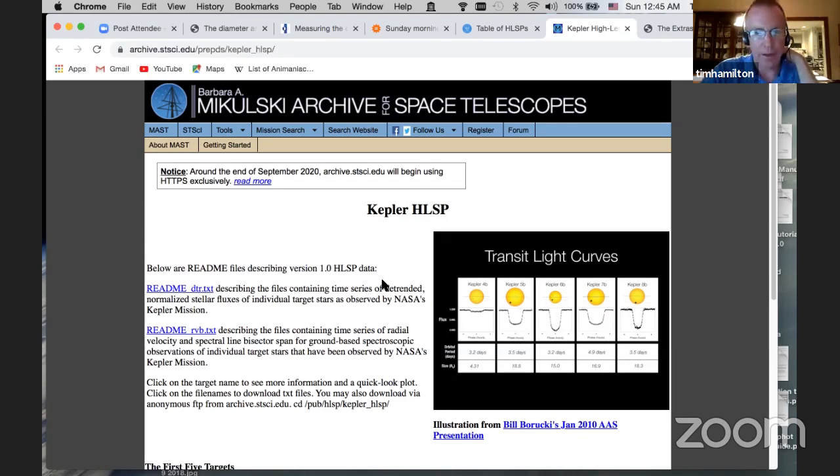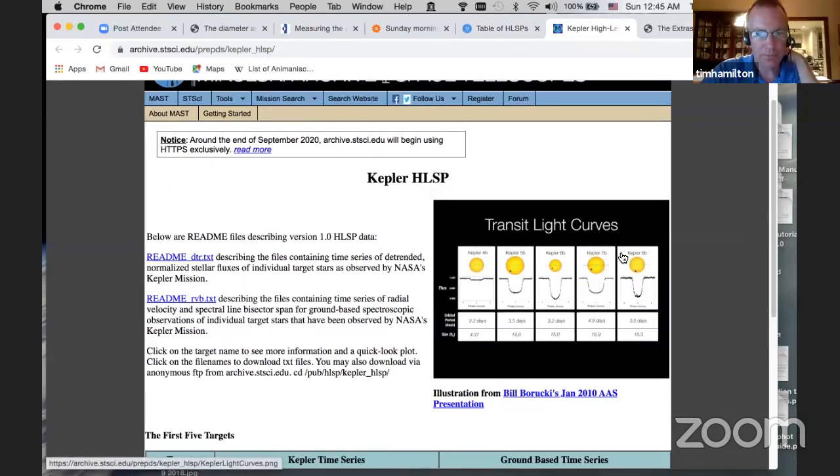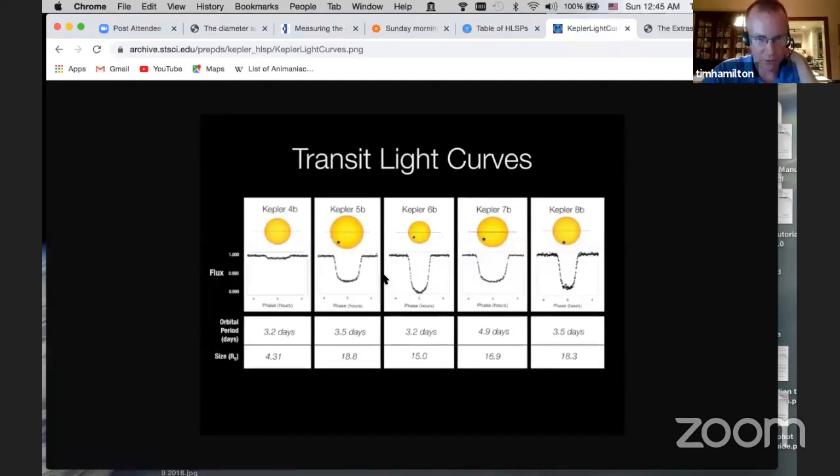Now, these 5 planets here, let's take a look at that image. This was from the American Astronomical Society presentation that they made the year after they launched, in fact. These 5 planets were discovered within a space of days of starting observations. It was incredible how quickly.